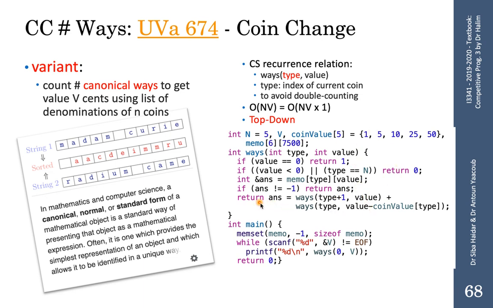So the answer is it will return an integer, which is the number of ways, and the state is the type and the value. And now let's examine the base cases. If the value equals 0, I return 1 because I don't have a remaining value to represent. I represented them all, so I reached a solution, and this is counted as one solution.